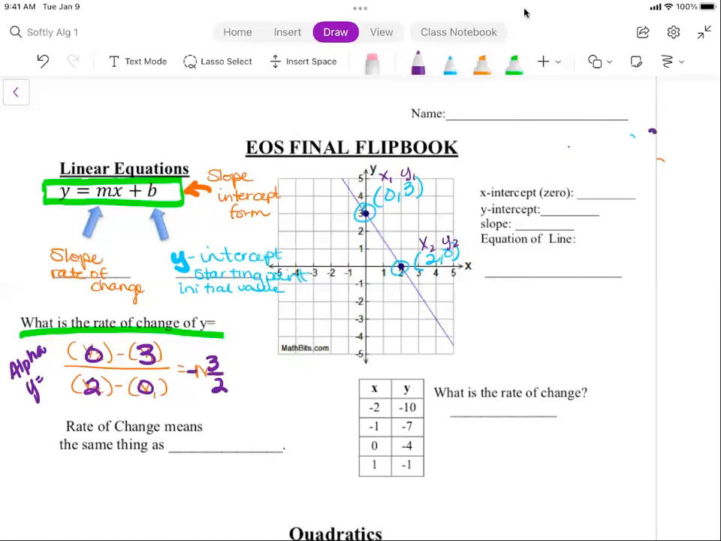Rate of change means the same thing as slope. So if you get on the final and they keep switching the word between rate of change and slope, you just need to remember that these mean the same thing.